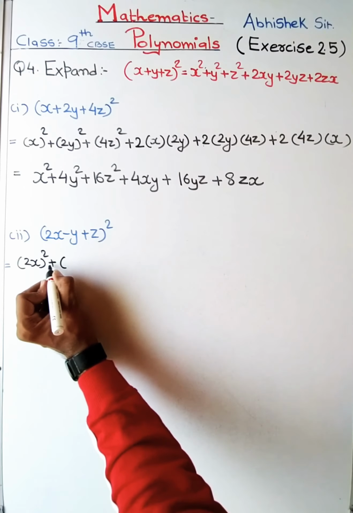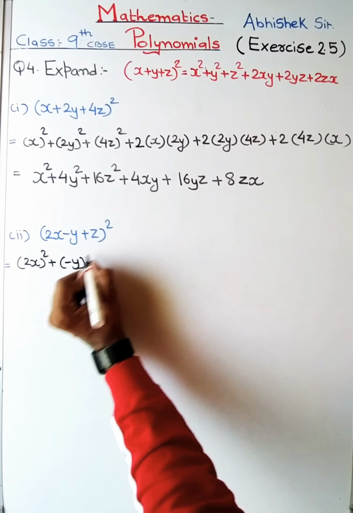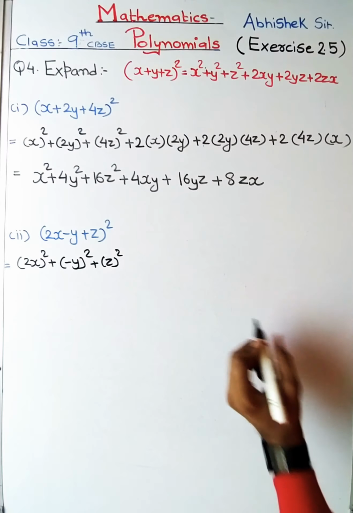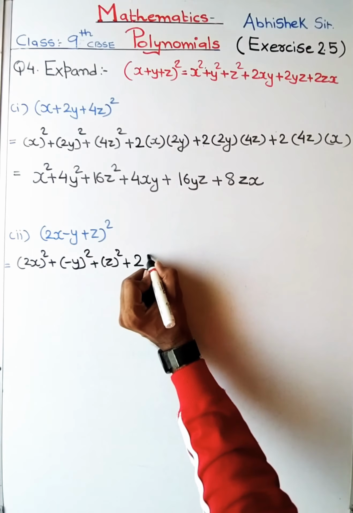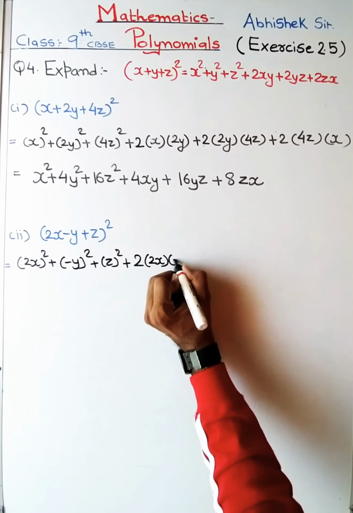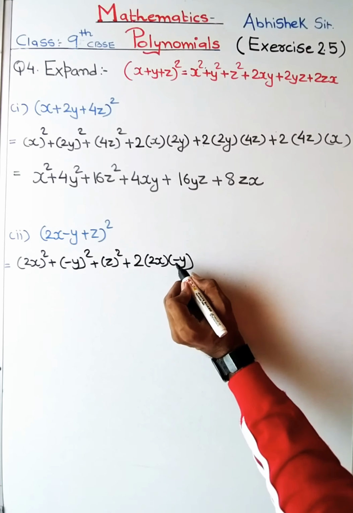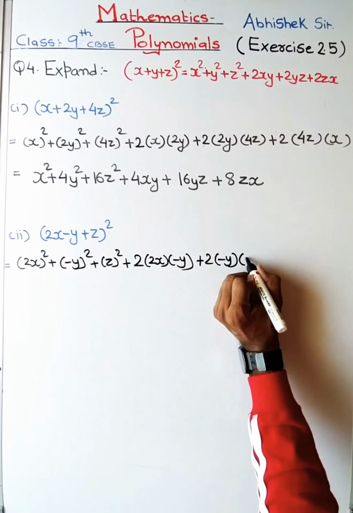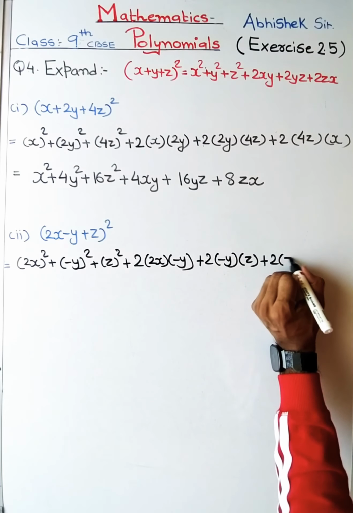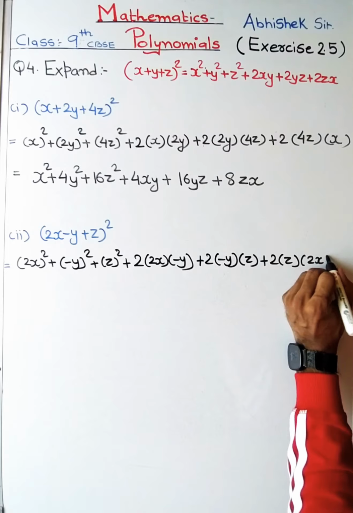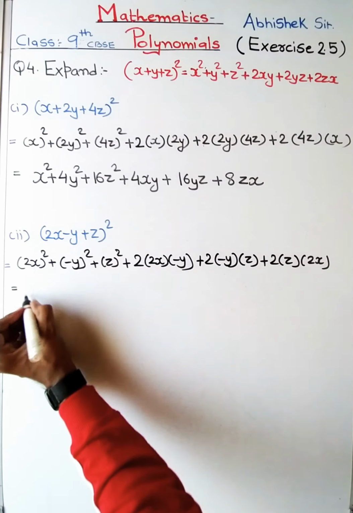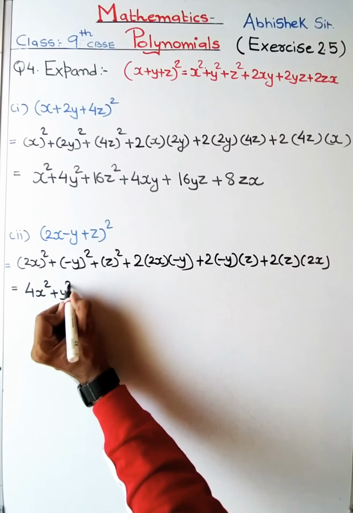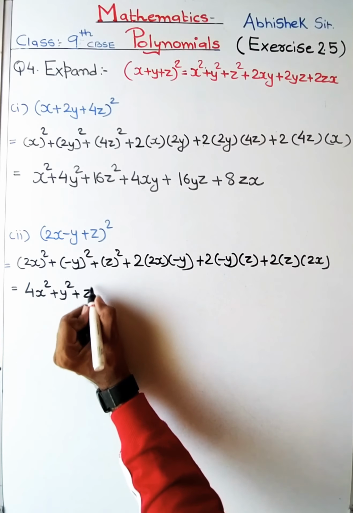Here I am putting plus outside but taking y minus with y. Alright, the first is over. Then 2 into first second term, you can see minus I have taken with y, plus 2 into second and third term, and plus 2 into third and first term. 2x square will be 4x square, minus y whole square becomes plus y square, and z square is z square.